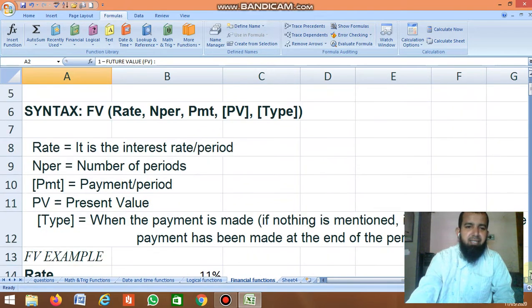Okay, let's take an example. Here the syntax is FV(rate, NPER, PMT, PV, type). Rate means interest. NPER means total number of months, number of periods. PMT means per month how much you pay, monthly amount. PV is present value. And type: if type is equal to 1, you are calculating future value at the beginning. If type is equal to 0, you are calculating future value at the end. If you do not mention anything, it assumes end. Clear, no?